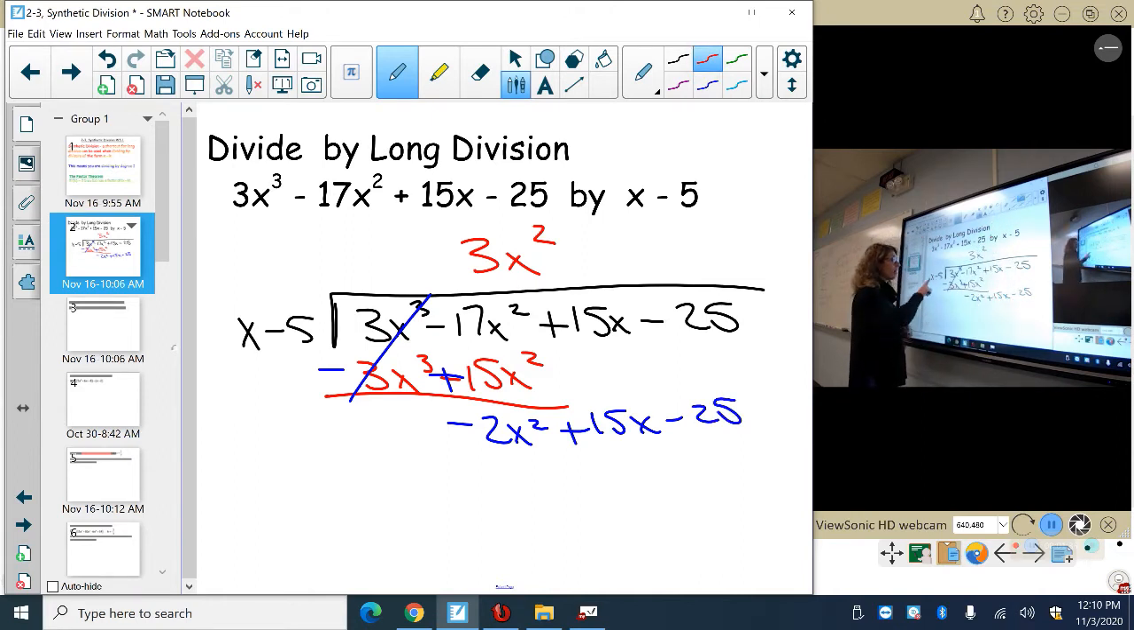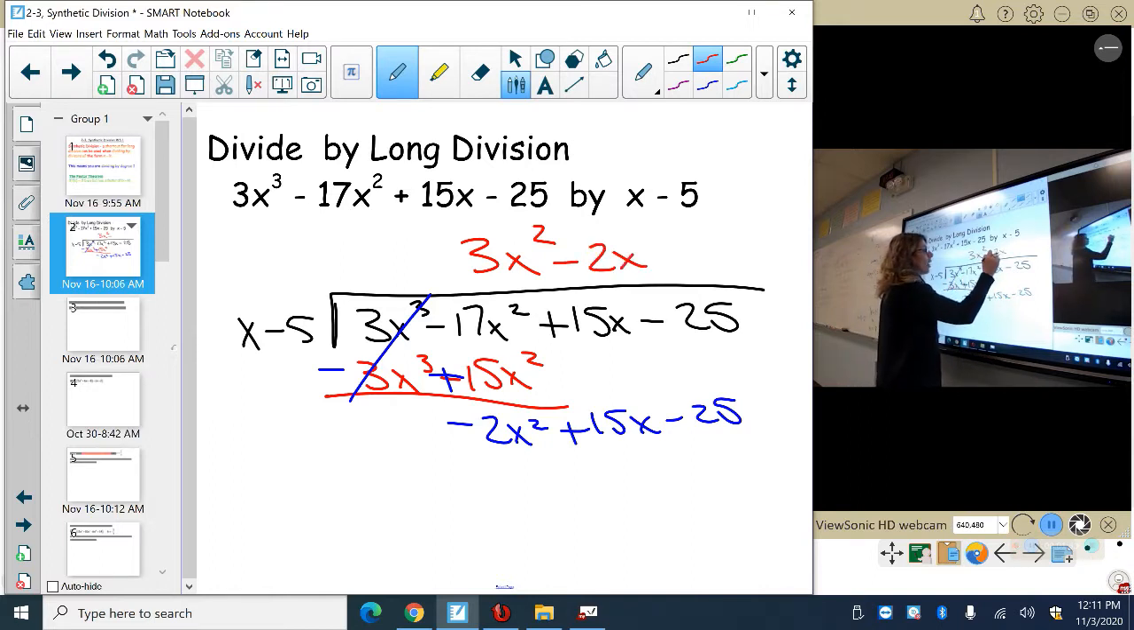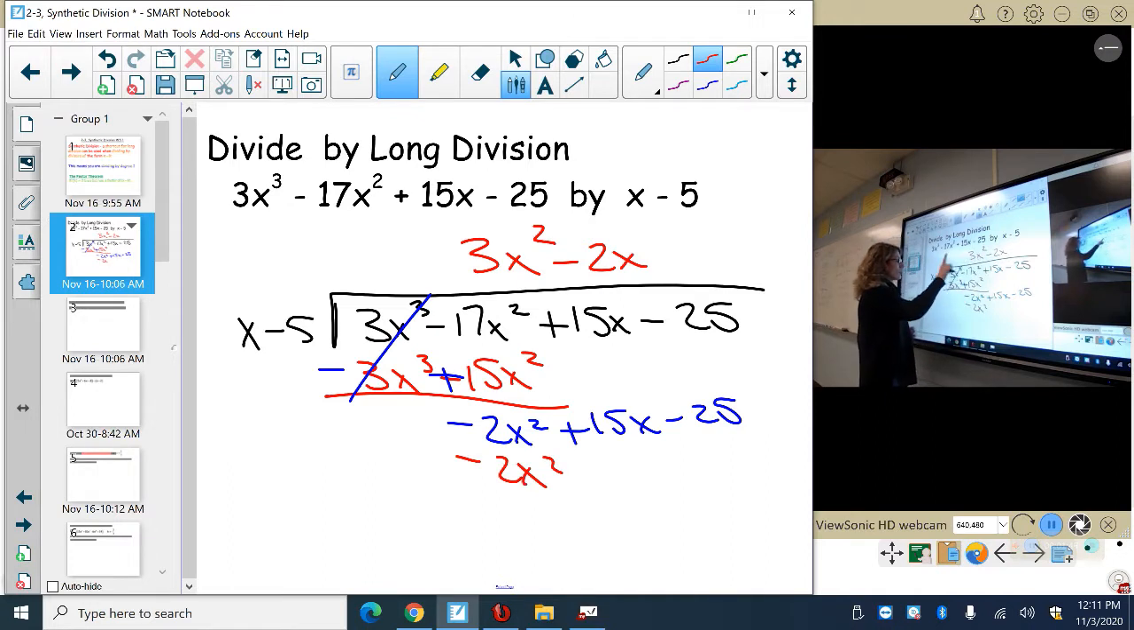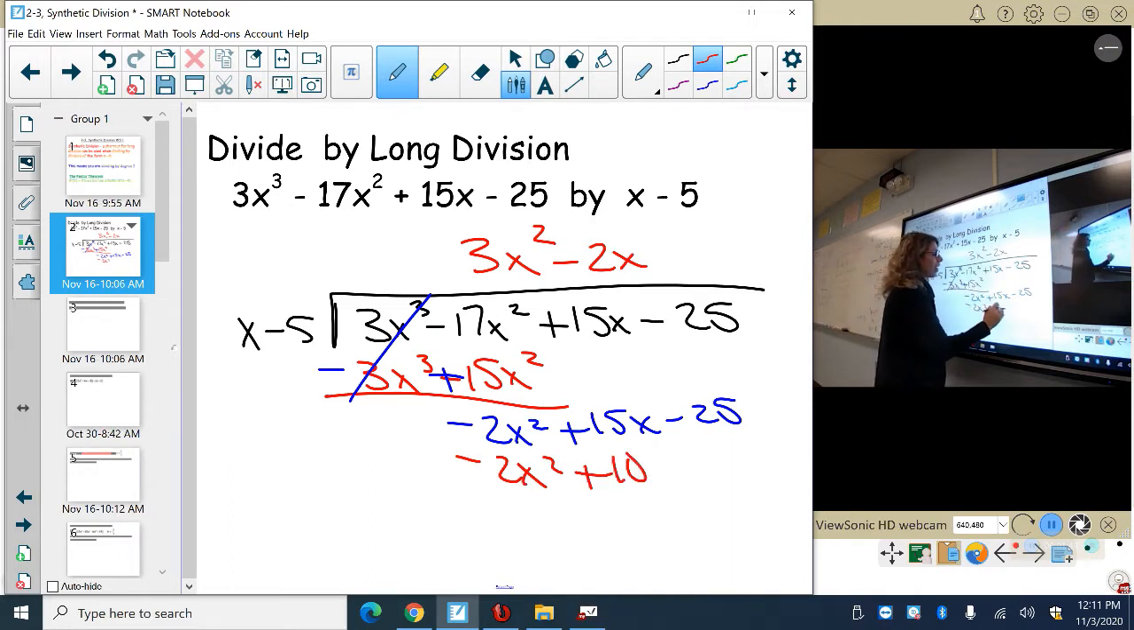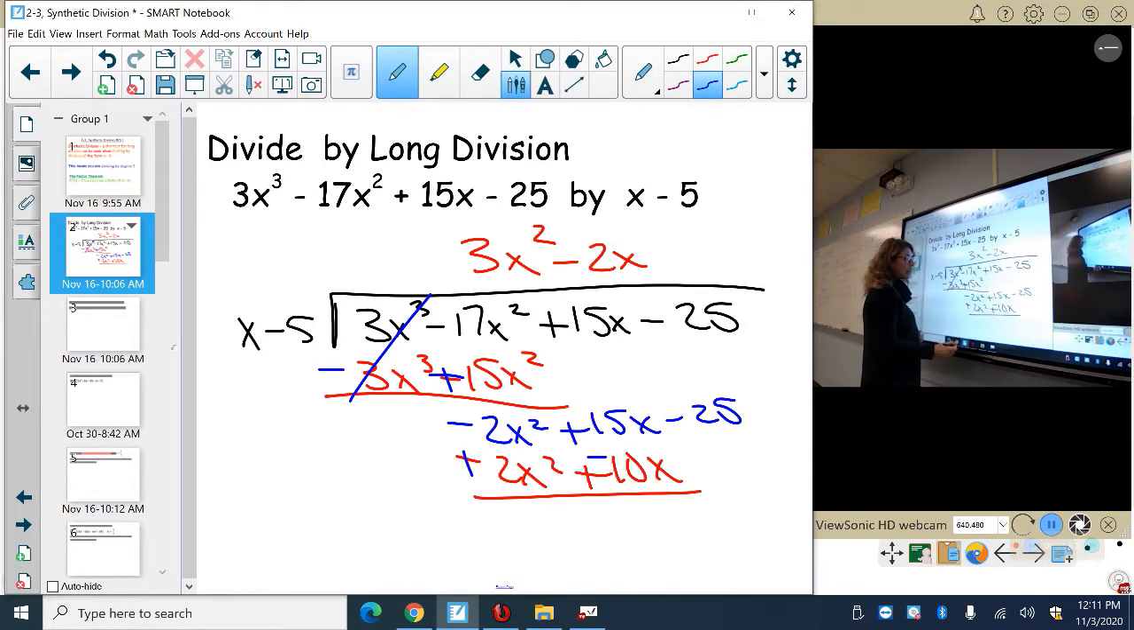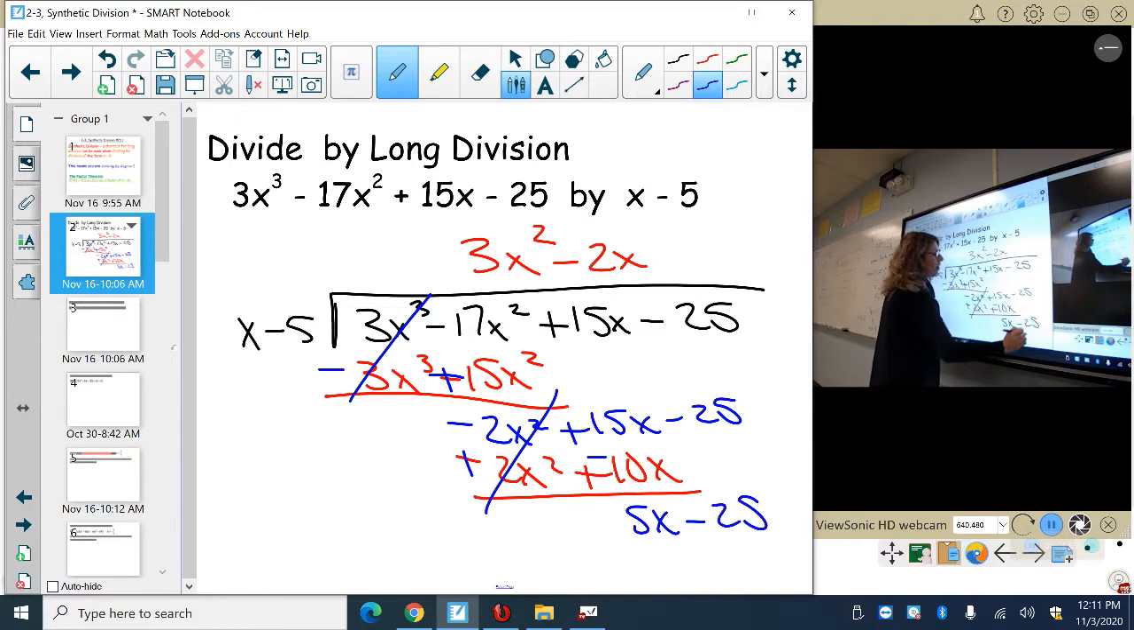Now, what do I multiply x by to obtain a negative 2x squared? That's going to be minus 2x. Minus 2x times x is minus 2x squared. Minus 2x times negative 5 is going to be 10x. And again, you are going to distribute a negative and add straight down to give me 5x minus 25.